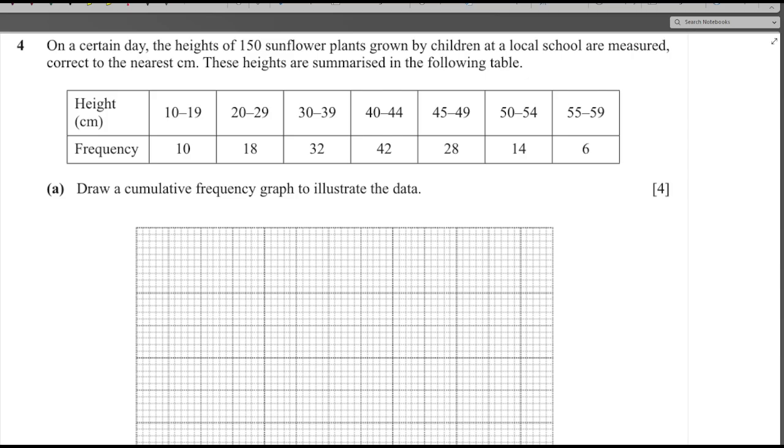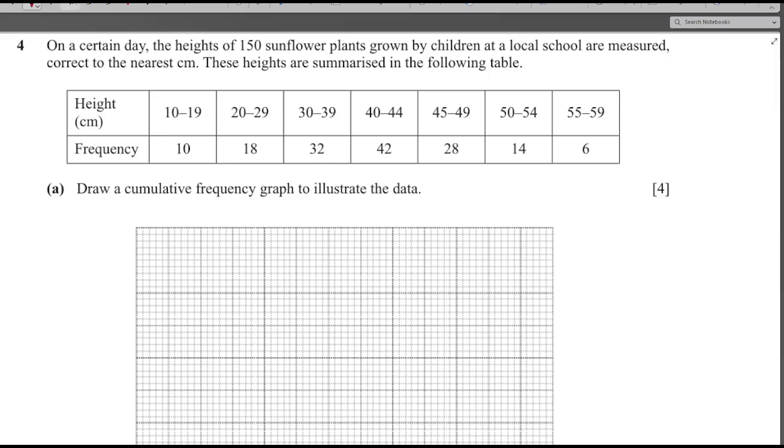Now see question number 4. On a certain day, the heights of 150 flower plants grown by children at a local school are measured, corrected to the nearest centimeter. These heights are summarized in the following table. Draw the cumulative frequency graph to illustrate the data.